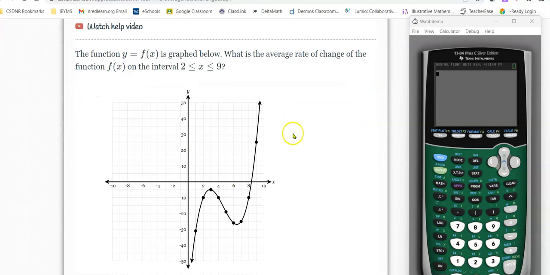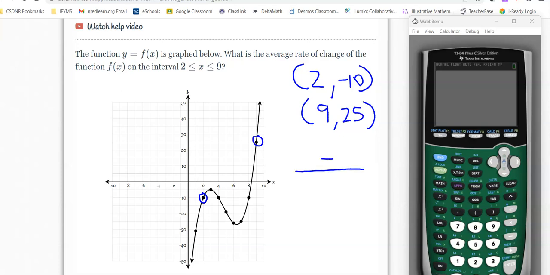Alright, last one. Let's find our 2 points. One has an x value of 2, the other one has an x value of 9. So when x is 2, the graph is here. And when x is 9, the graph is there. Set up your ratio here. 25 minus negative 10, and 9 minus 2. So that's 35 over 7, which is 5.